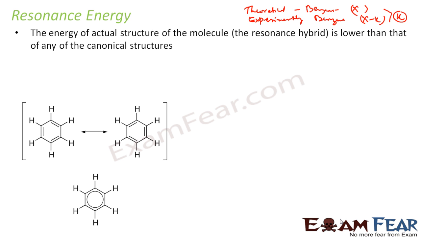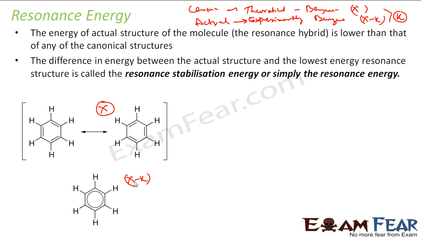So if you see, the energy of the actual structure of the molecule is lower than that of the canonical structure. This is my actual structure. This is canonical. So if, for example, this has X energy, this will have some X minus K energy, right? This will be low energy, given X and K are positive numbers. This difference K is my resonance energy, right? So this is the difference you see between these two energies. That is, K is my resonance energy, or called resonance stabilization energy, or simply resonance energy.